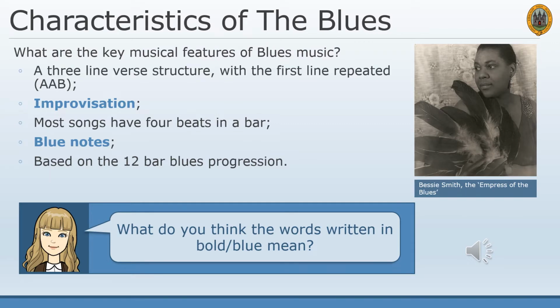Characteristics of the blues. What are the key musical features of blues music? A three-line verse structure with the first line repeated. AAB. Improvisation. Most songs have four beats in a bar. Blue notes, based on the 12-bar blues progression. What do you think the words written in bold and blue mean?